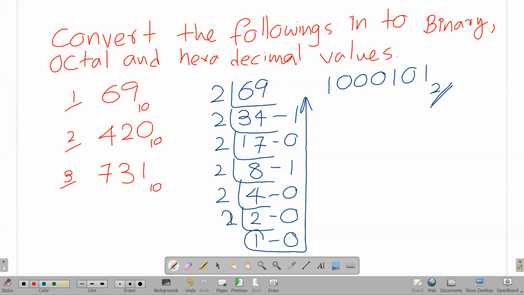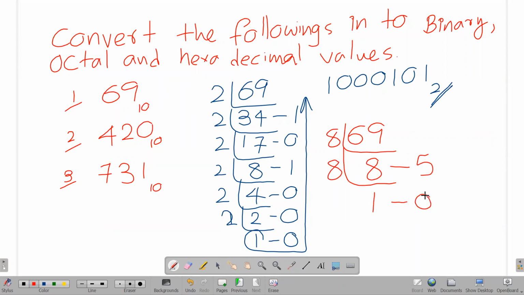How about 69 in octal? So we have to do it by 8. There will be 8 eights for 69. It is 64 and 5 is remaining. If I divide it by 8 again, 1 and 0 is remaining. So the answer is going to be 105 in octal.